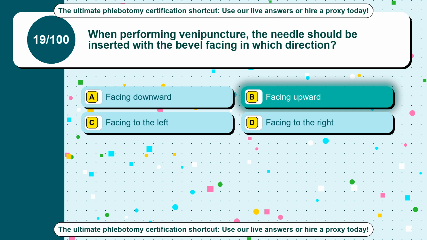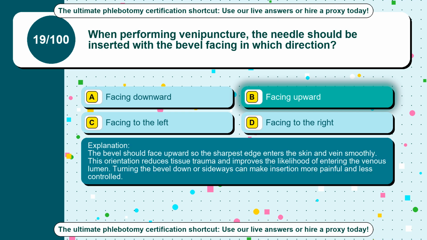Facing upward. The bevel should face upward so the sharpest edge enters the skin and vein smoothly. This orientation reduces tissue trauma and improves the likelihood of entering the venous lumen. Turning the bevel down or sideways can make insertion more painful and less controlled.